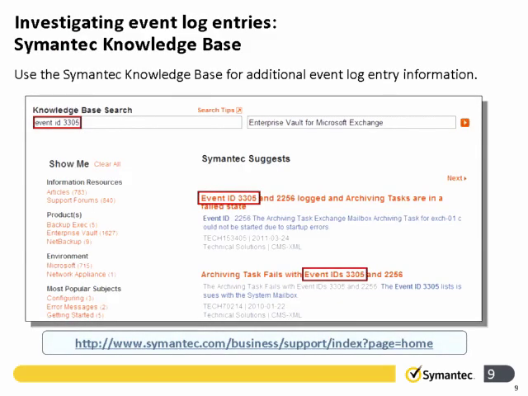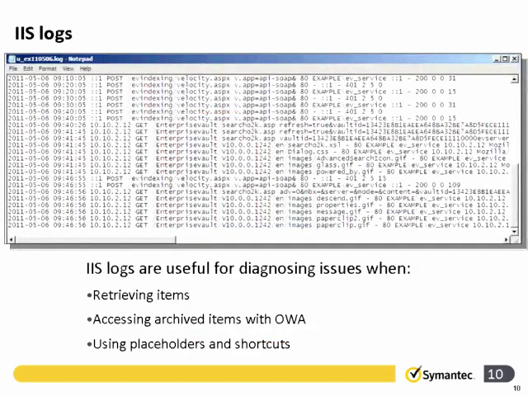To investigate errors that occur in the event log, you can go to the Symantec knowledge base, type in the event ID and the number, and you should see results that represent some different things that you could try, or other people that have had that particular error and what they have done to correct that particular error.